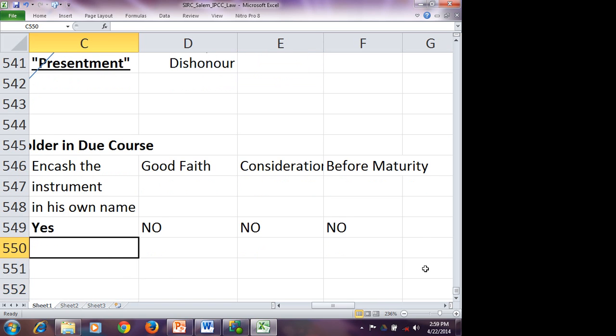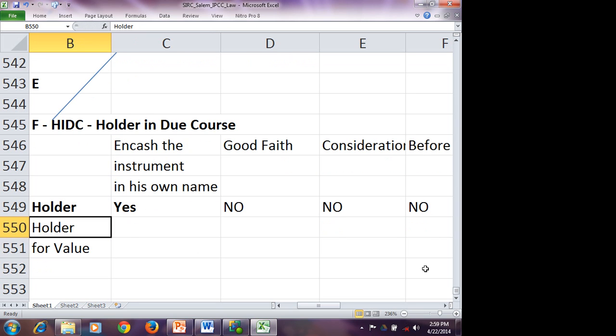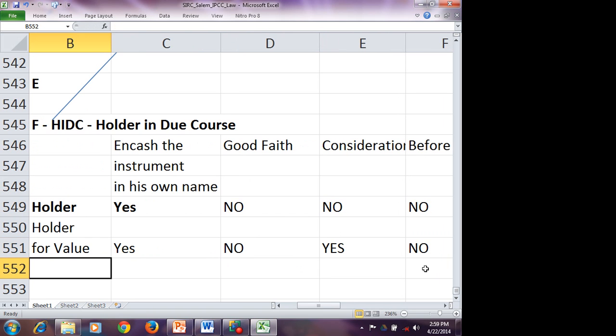Now, holder for value. What is called a holder for value? He could encash the instrument in his own name. Whether there is good faith or it is before maturity doesn't matter. But he has acquired it for a consideration. I issued a cheque to him because I borrowed money from him and I repaid it. I purchased goods from him and I repaid it. I issued a cheque for a consideration.